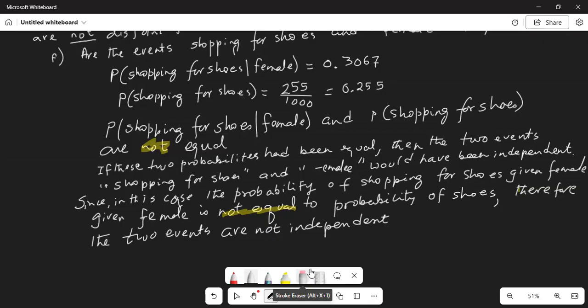The conditional probability means shopping for shoes given female. Female is the condition. And just the probability of shopping for shoes. If they had been independent, the conditional probability and the regular probability would have been equal. That is the easy way to show if the two events are independent. What does that translate to? That means in this case, for example, shopping for shoes is influenced by the gender of the person.